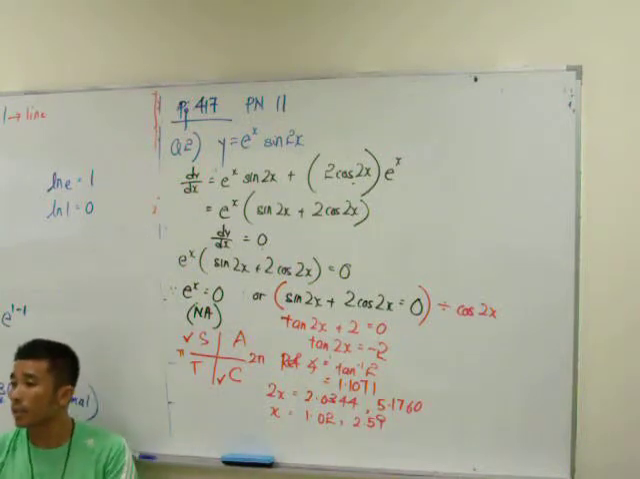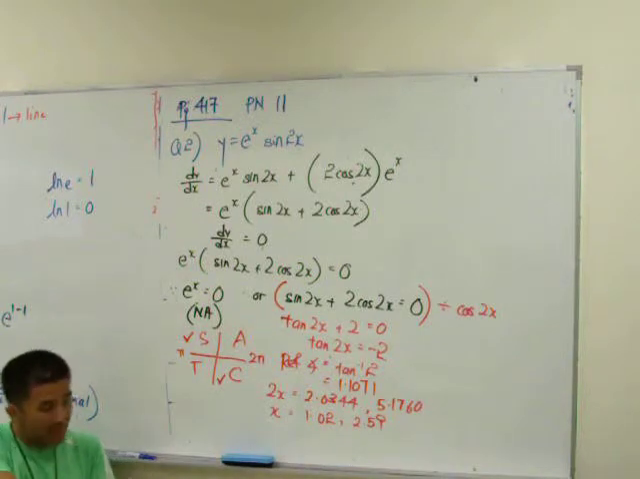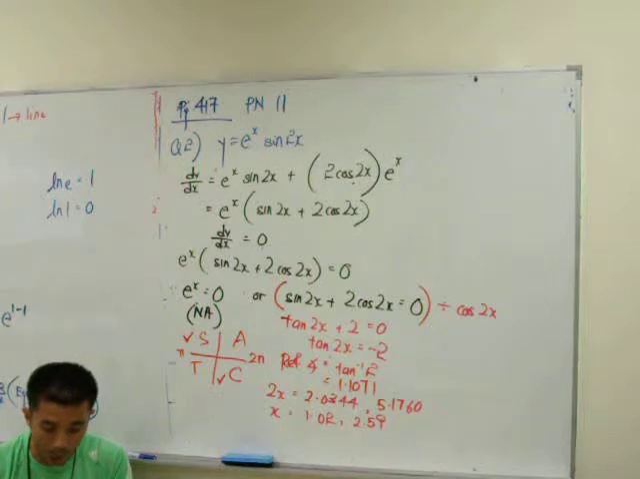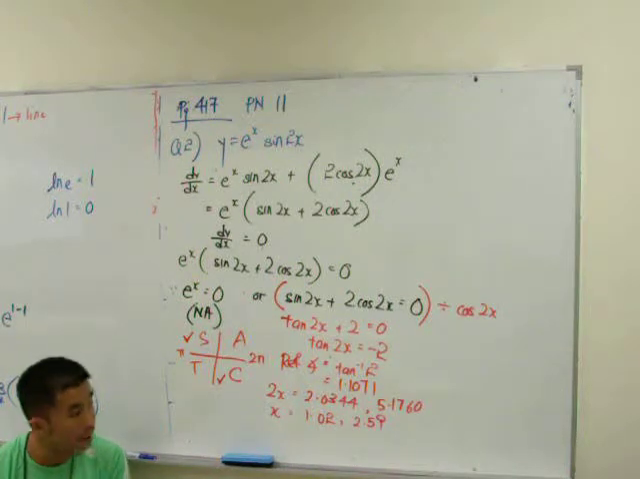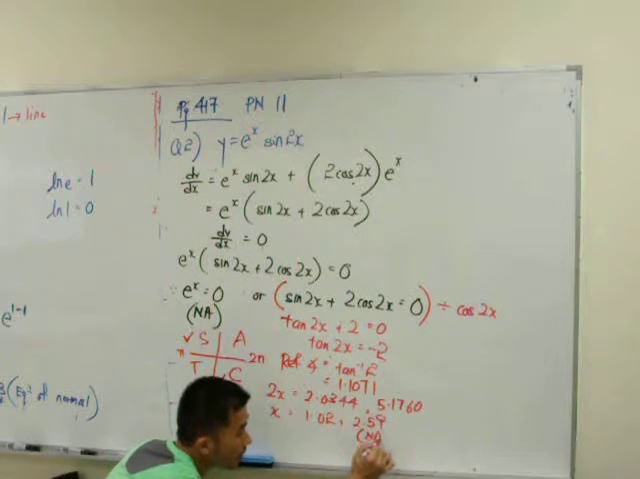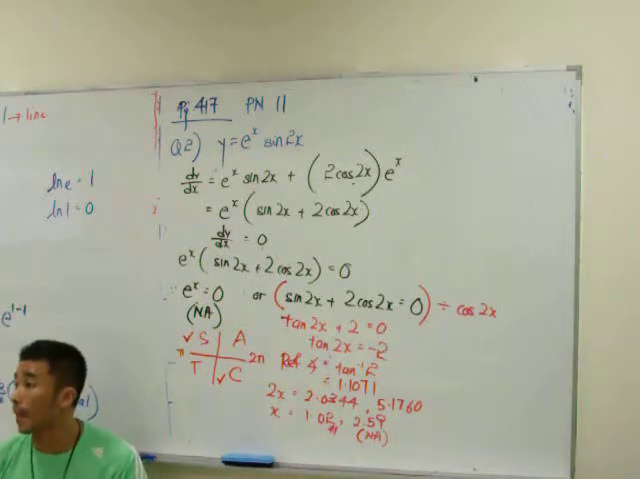Accept both answers? Why not? Okay, the range states that it can only be up to pi over 2. What is pi over 2? 1.57. So it must be within 1.57. The second answer you need to reject, and this is the answer. But is that good enough?